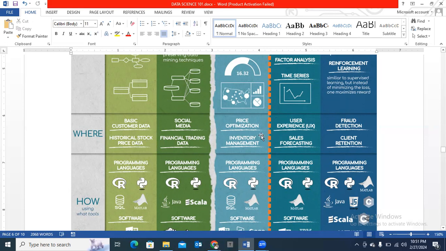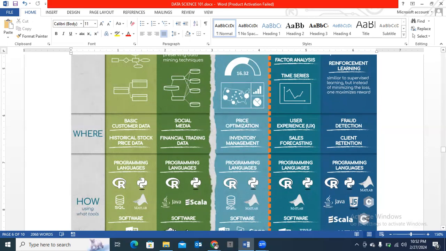Now, for business intelligence, why do you need this? You need it for price optimization and inventory management. And then in traditional methods, you need this data for sales forecasting. In machine learning, you want to be able to detect fraud.